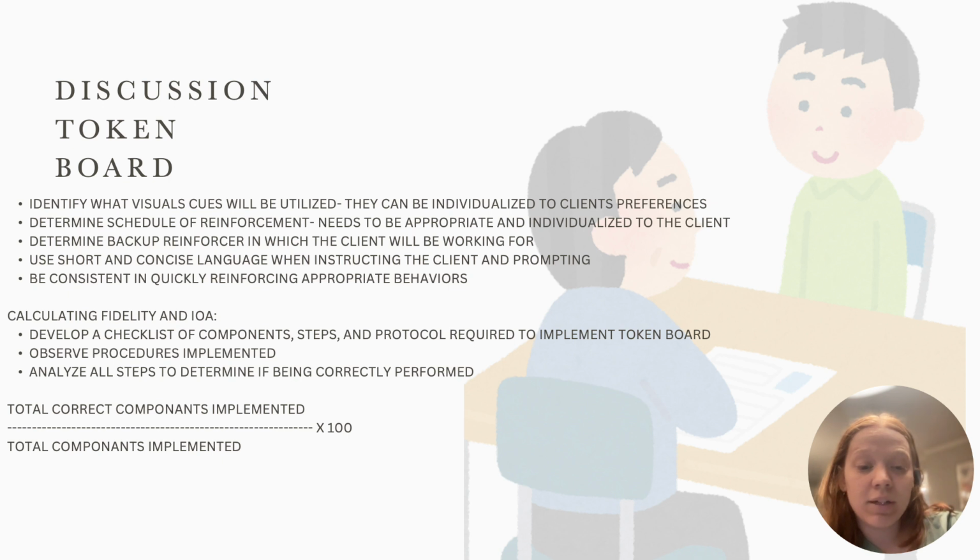We want to observe procedures implemented and analyze the steps to see if they're being correctly performed by the parents and or the registered behavioral technician. Again, we are going to use the equation located below, total correct components implemented over total components implemented, and multiply that by 100 to get a percentage of the total correct components implemented.